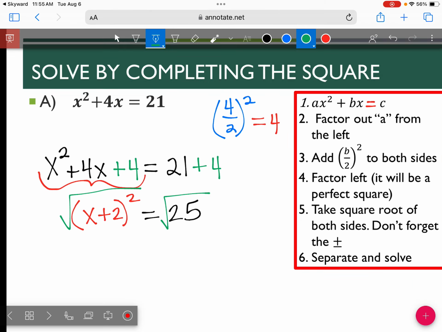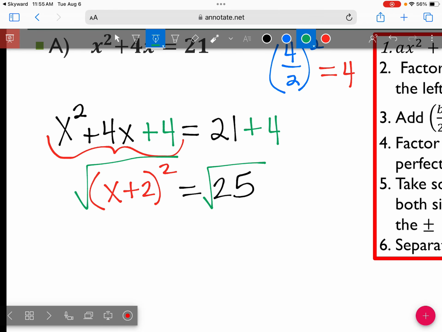When you take the square root of (x + 2) squared, it's just x + 2. And 25 just happens to be a perfect square. What is the square root of 25? So don't forget plus or minus 5. And then your last step is to separate and solve.